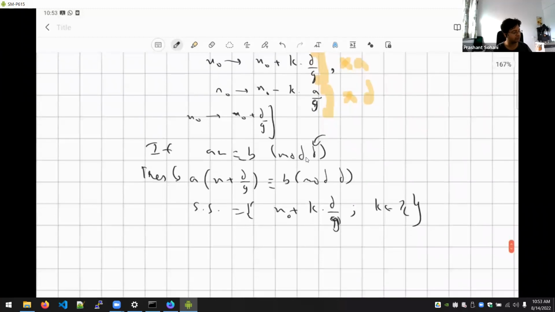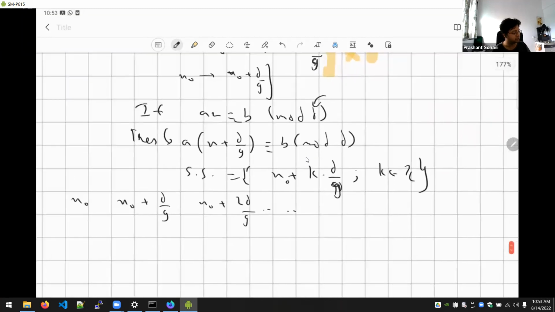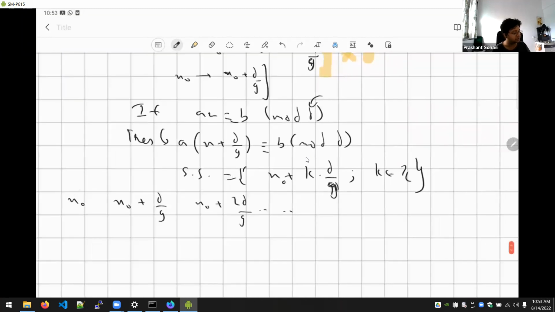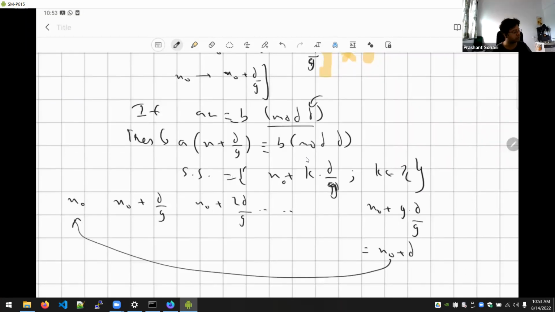By that I mean, you start with the first solution x naught. The next solution is x naught plus d by g. The next solution after is x naught plus 2d by g, etc. At some point, exactly after g such steps, when you finally go to x naught plus g times d by g, this is nothing but x naught plus d. So modulo d, we have come back to the original remainder, because x naught plus d and x naught will have the same remainder modulo d.